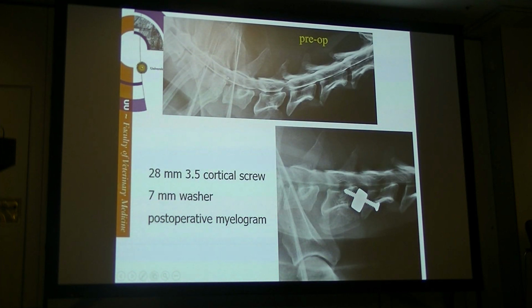So here you can see the post-op result. This is the pre-op myelogram. Here we can see the post-op myelogram. And we see a very nice decompression, the washer in place, and the screw sitting in the center of the washer. So you also see the decompression on the dorsal side. It's very nice. You can see the decompression on the dorsal side, but also on the ventral side, just by distracting, by linear distraction of the vertebrae.